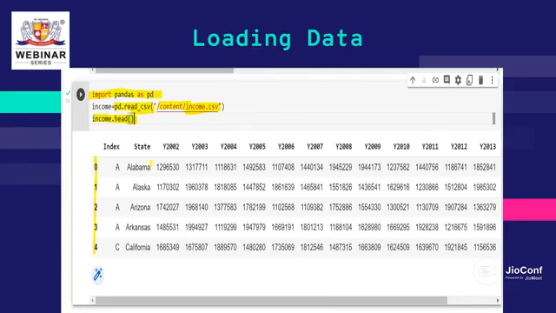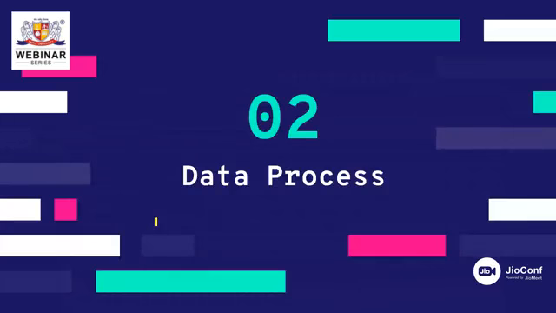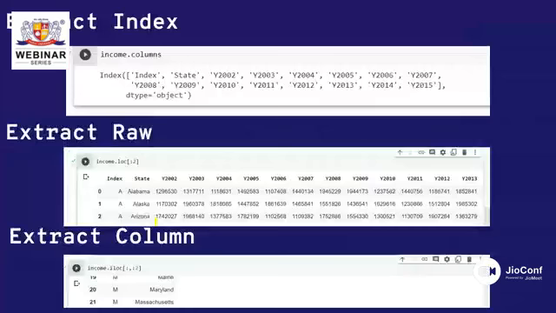So here is the data, that is the state, year, and this is the income. This is the different states' data. So now we will start the data processing. First of all, if you have to extract all the columns, you just write income.columns. It will extract all the names from my data. This is the column extraction.